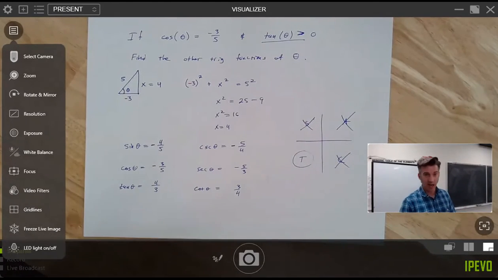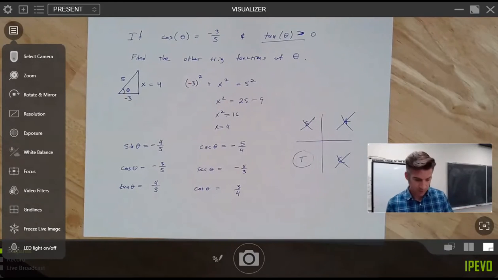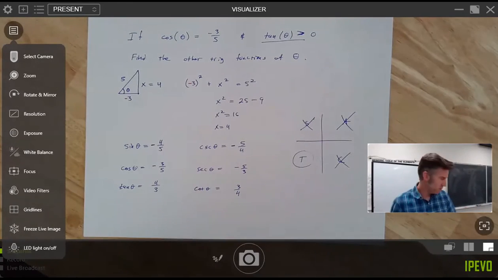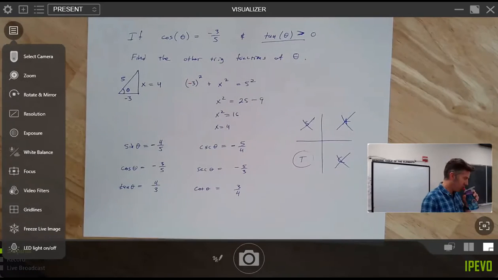So when I'm trying to tackle a problem like this, I try to think about what quadrant I'm in so that I know whether things are positive or negative. And then I try to think about what the values are based on the usual trig function kind of stuff. Let's do one more example, which is probably all we have time for.